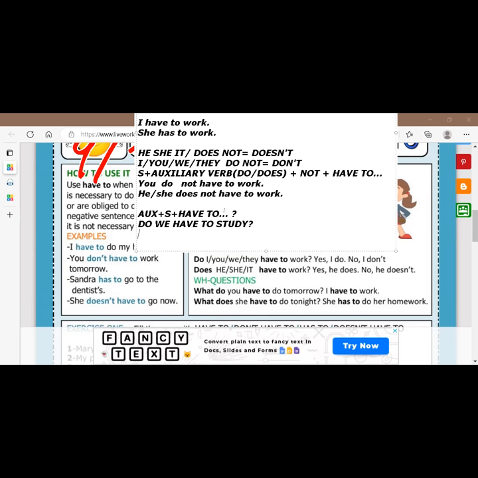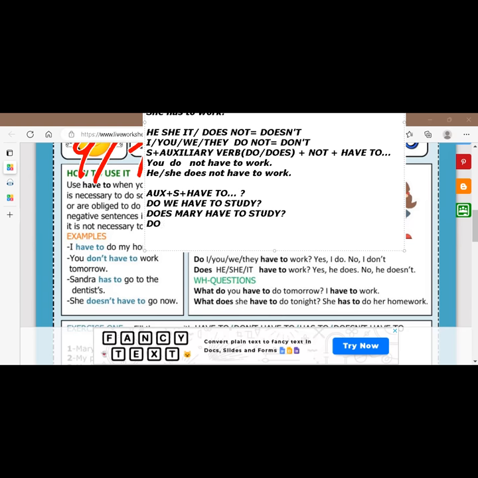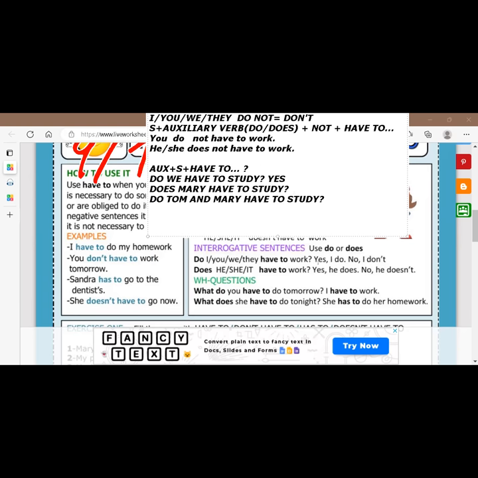Ahora veamos otro ejemplo, otro auxiliar, con tercera persona. Does she, acá recuerden que también pueden poner el nombre de la persona. Does Mary have to study? Vale. Y acá, por ejemplo, podríamos hacer un sujeto plural. Do Tom and Mary have to study? Acá tenemos un sujeto plural, por lo tanto utilizamos do. Ahora, estas se responden con un sí o con un no. Yes, I do. No, he does. No, she doesn't. Yes, she does.